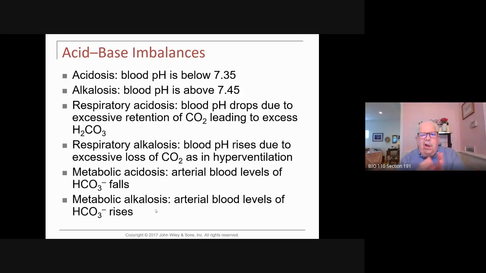Okay, let's talk about respiratory alkalosis. Respiratory alkalosis means you're breathing too fast. And when you breathe too fast, you lose carbon dioxide. And when you lose carbon dioxide, you lose carbonic acid. You are now in respiratory alkalosis because your pH is high and your carbon dioxide level is low.